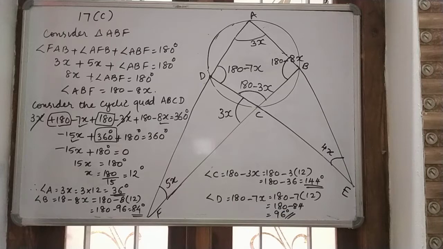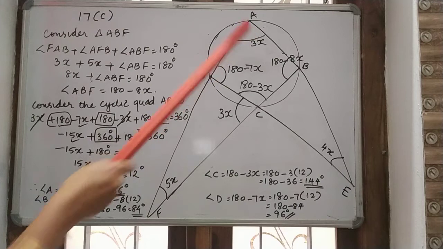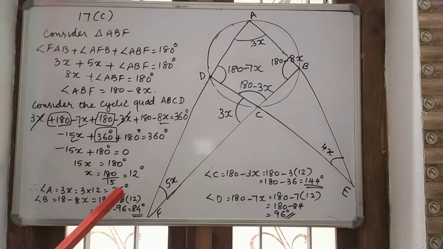So angle A is what? Angle A is 3x. So 3 into 12 is equal to 36 degree. Angle B is what? Angle B is 180 minus 8x. So 180 minus 8 into x, we got it as 12. So 180 minus 8 into 12 is 96. So 180 minus 96 is equal to 84.